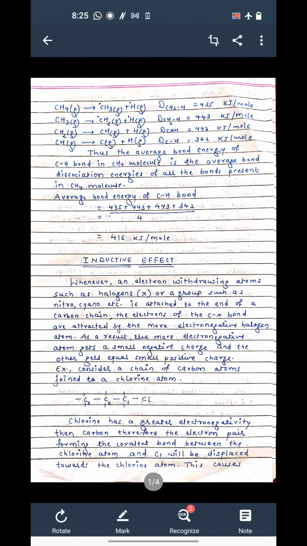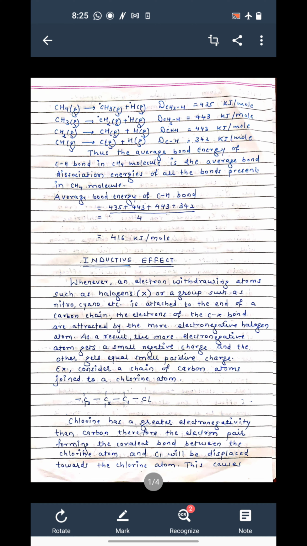end of the carbon chain, the electrons of that C-X bond are attracted by the more electronegative halogen atom, and as a result, the more electronegative atom gets a small negative charge that we call a delta negative charge, and the other gets an equal small positive charge, delta positive charge.